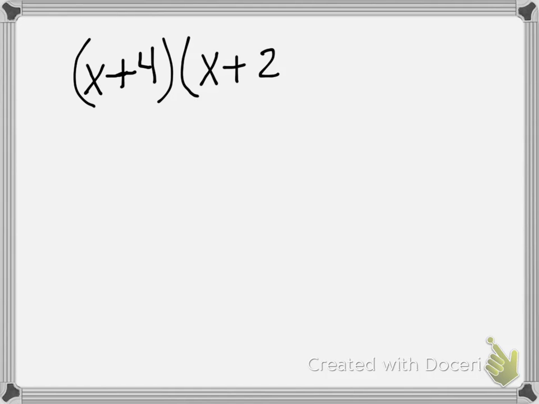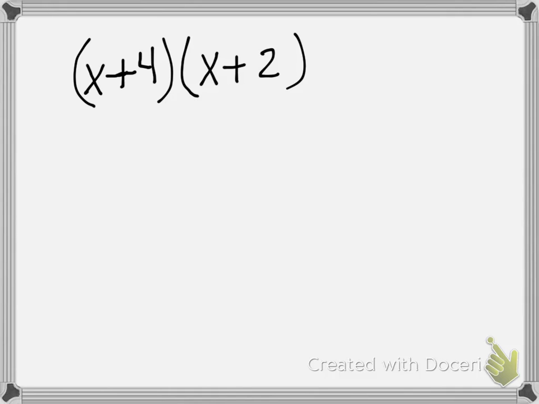So the algebraic model. I don't know if you've heard of FOIL. We used to call it FOIL when we were kids. But if you're going to multiply x plus 4 times x plus 2, you are taking x and you're multiplying it.